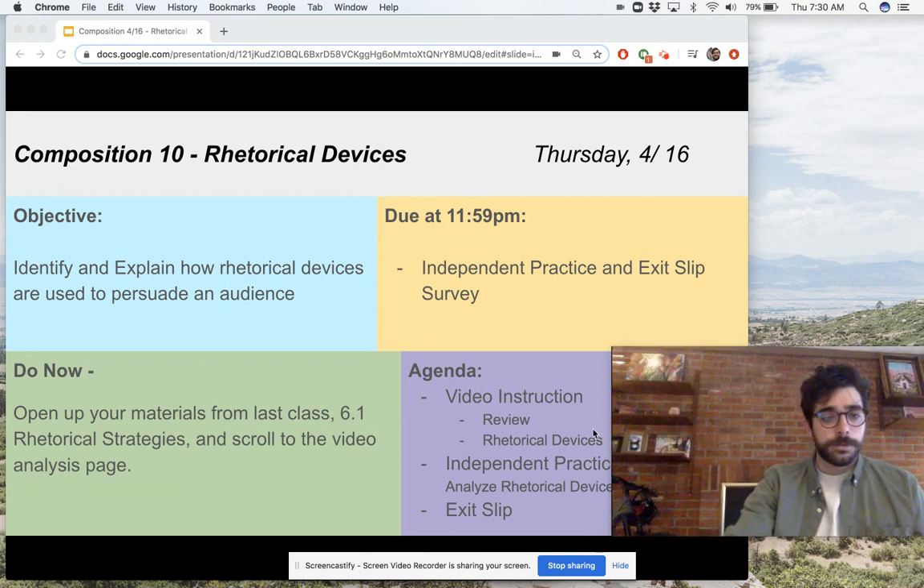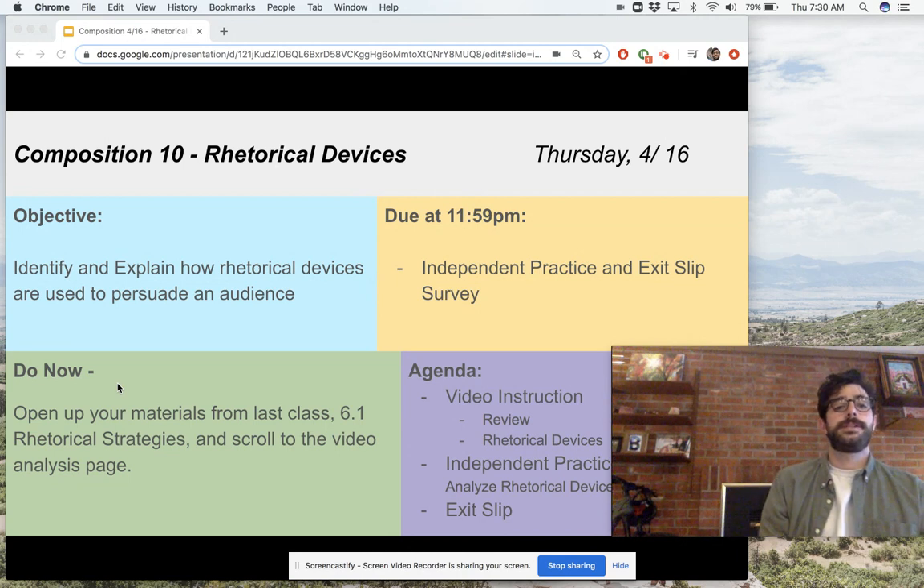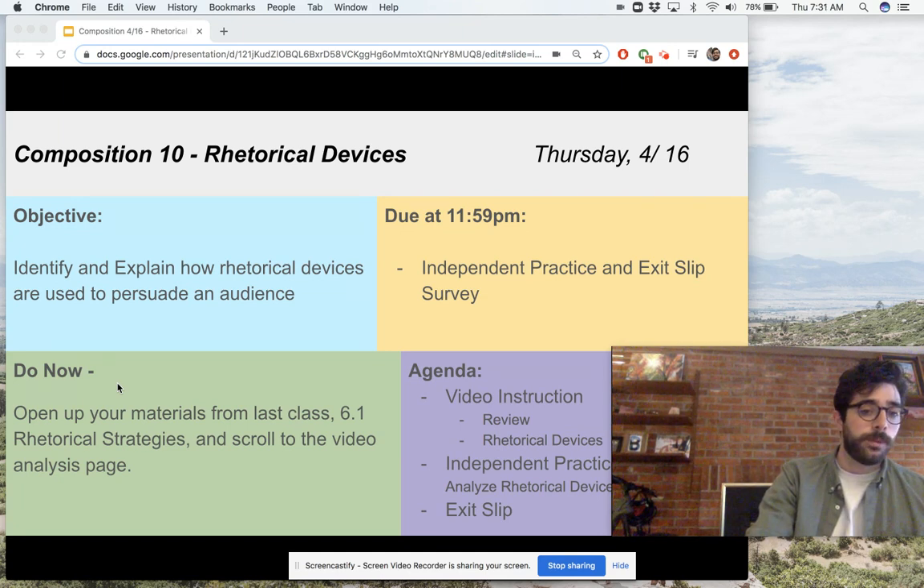Quick do now actually for you. We have in this green box says that you are going to need to open your materials from last class. So that's 6.1 Rhetorical Strategies document. We're going to need that document today. So please go ahead, pause this video, open up that document and scroll to the analysis page. Hit play when you're ready to go.